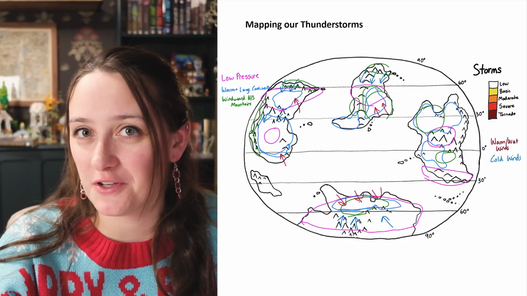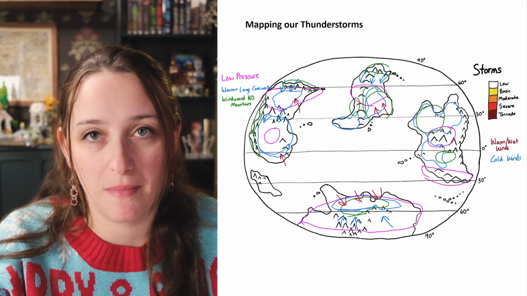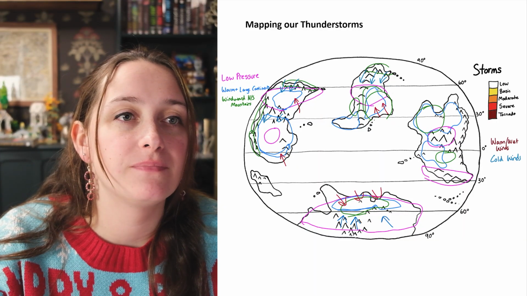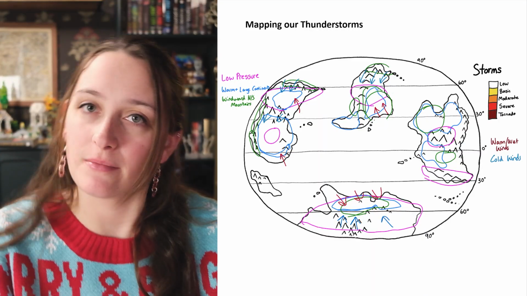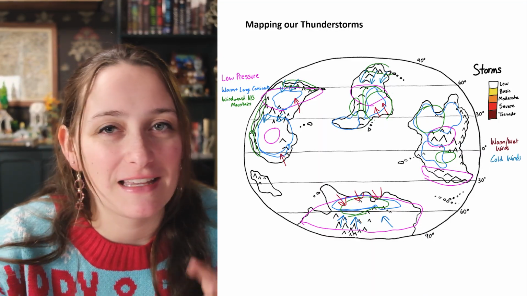So let's move on to mapping our thunderstorms. On each of your seasonal maps, create one for each just for storms in general, and you can do this in pencil, or you can do this on layers like I did this time, which is very fun. I'm enjoying it. The whole Photoshop layers thing, it's fun.